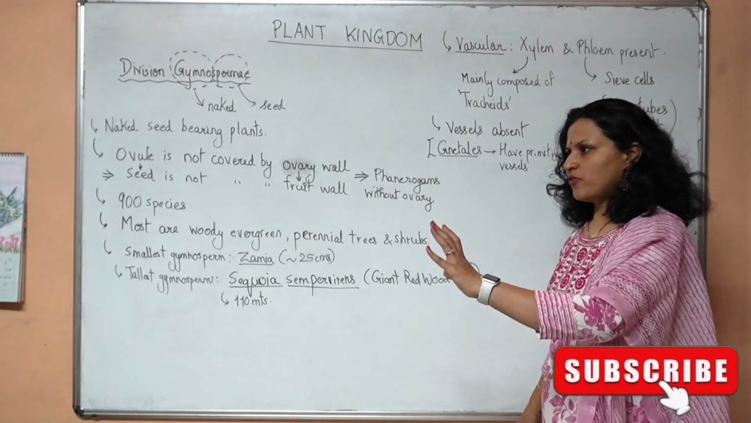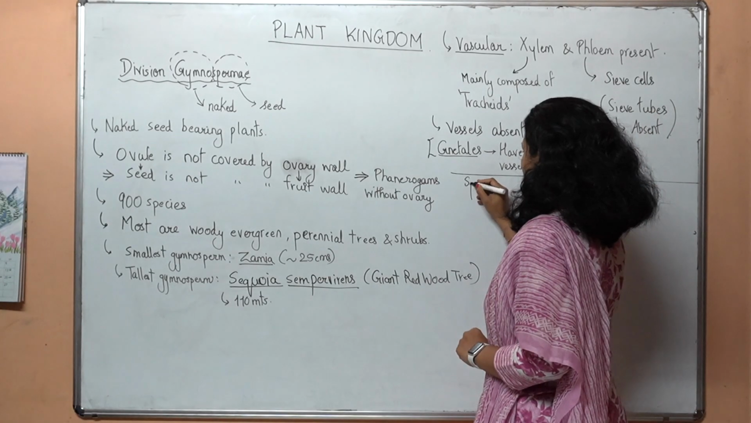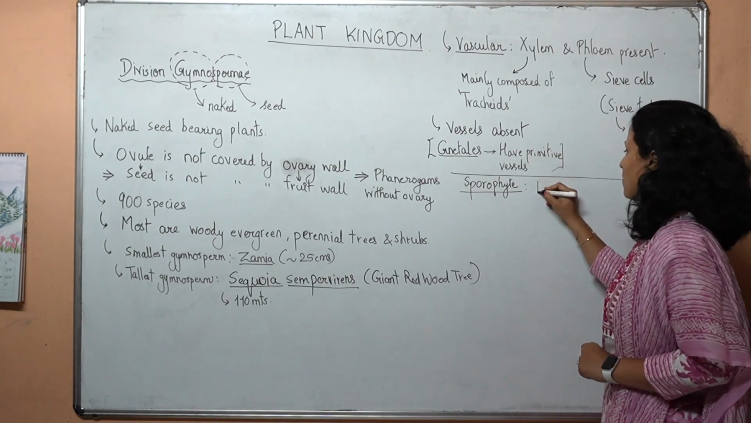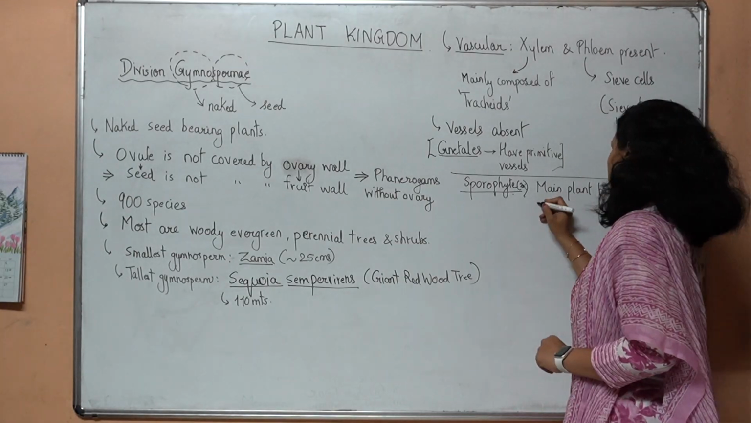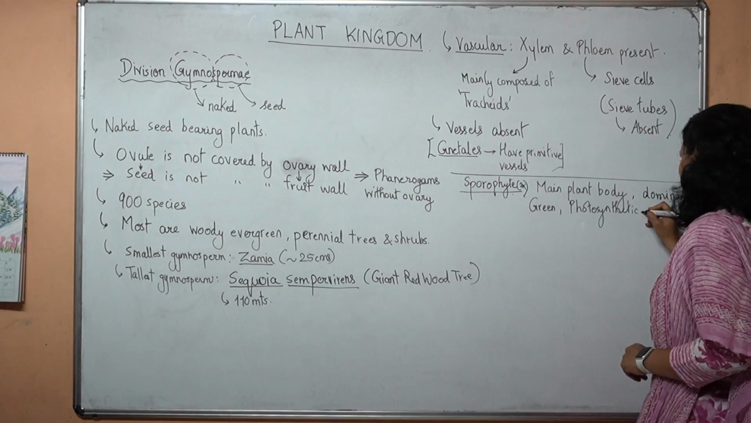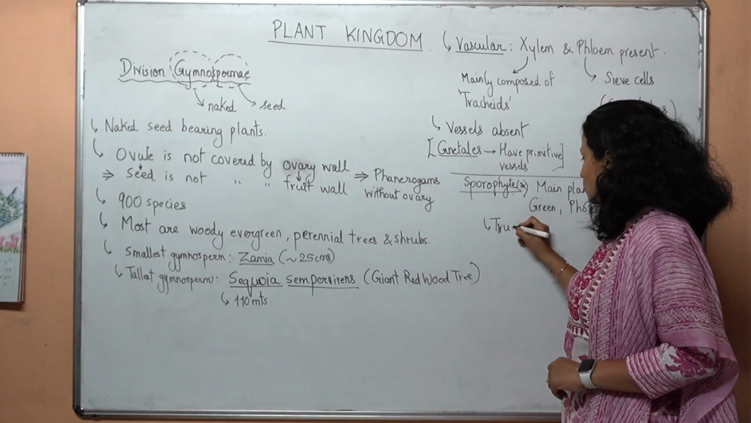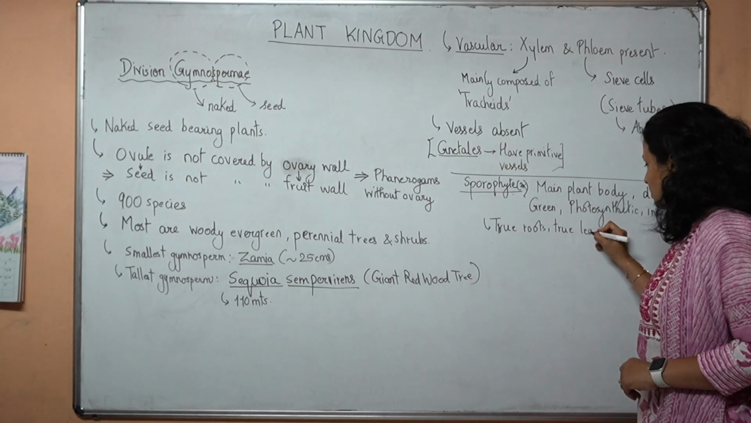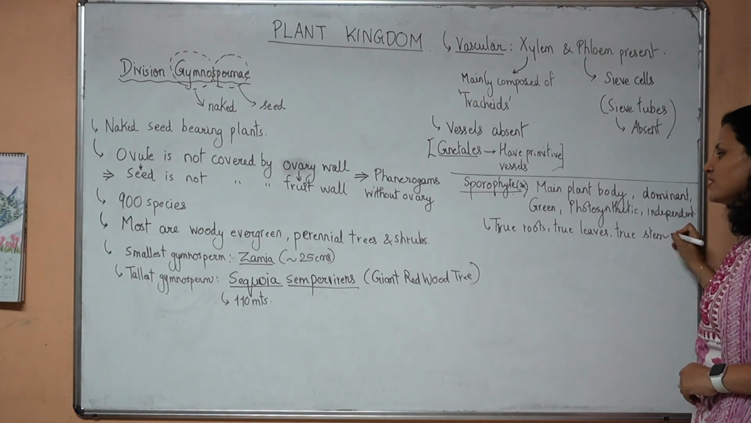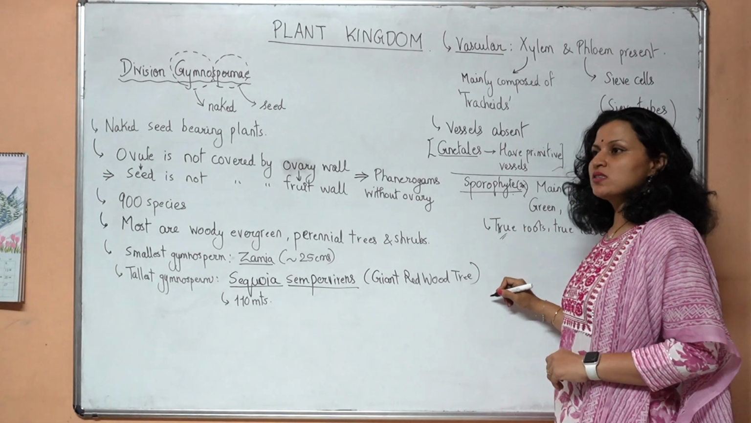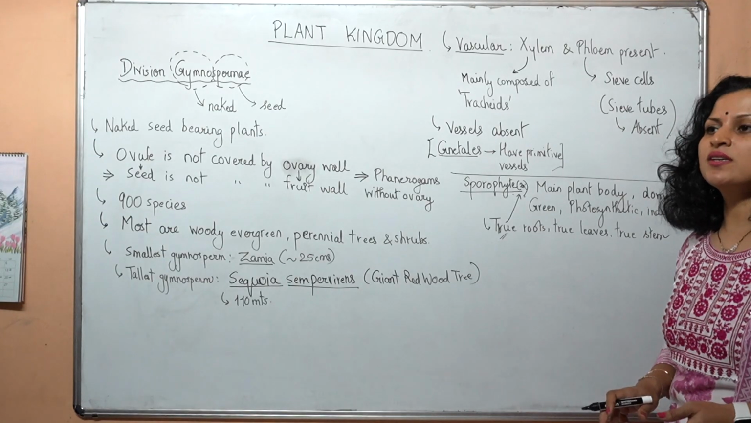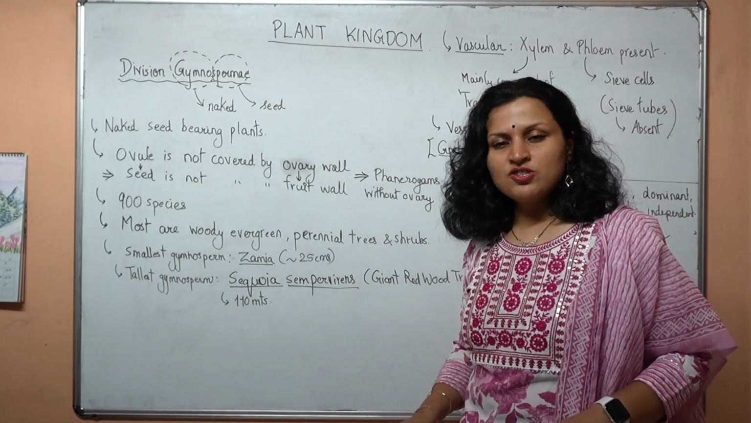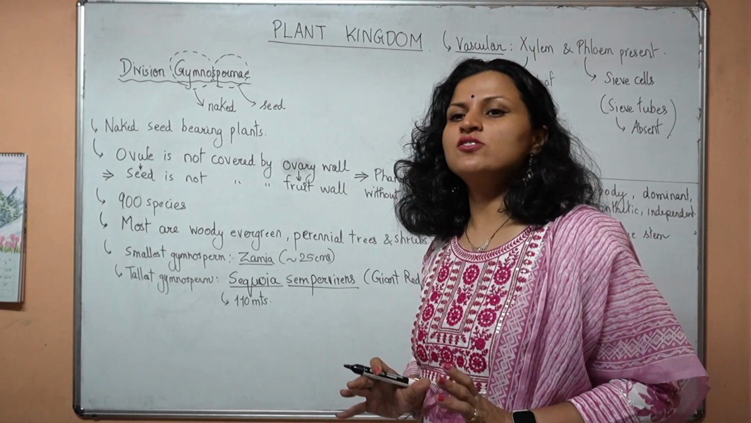Next we look at the sporophyte and the gametophyte. The sporophyte is the main plant body, which will be 2N. This will be the dominant. It will be green, photosynthetic, independent. It has true roots, true leaves and true stem. Why is everything true in this case? Because of the ploidy, which is 2N. 2N ploidy enables the sporophyte to have properly differentiated root, stem and leaves, which are called true roots, leaves and stem.